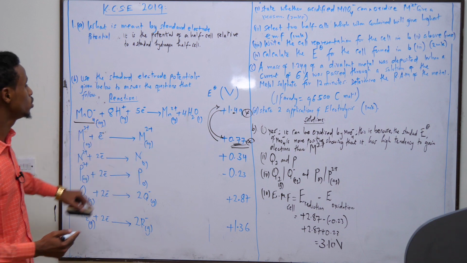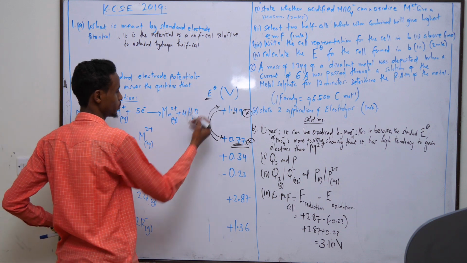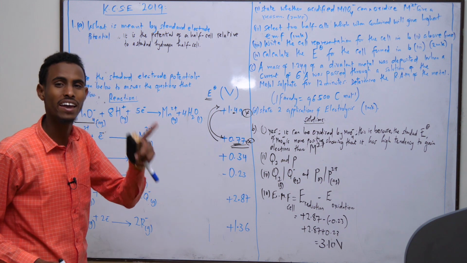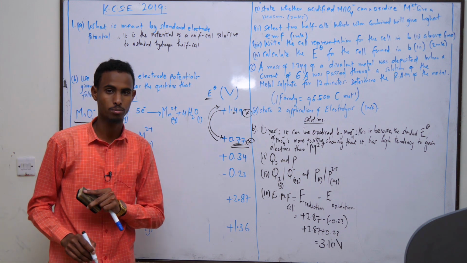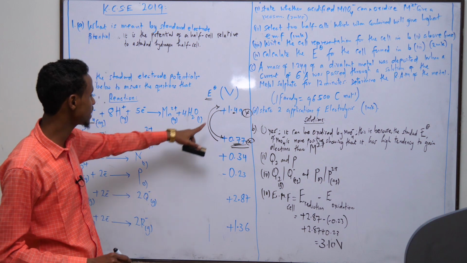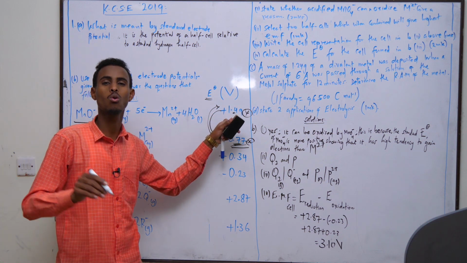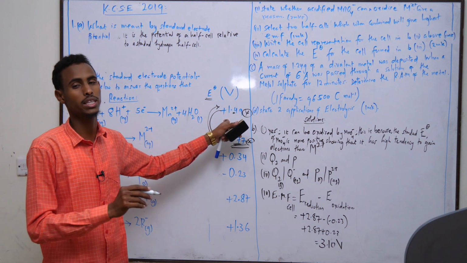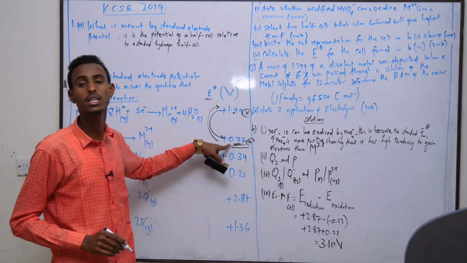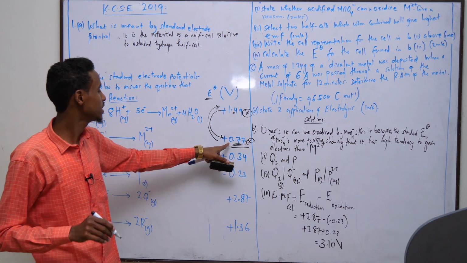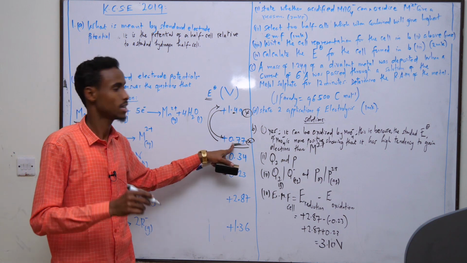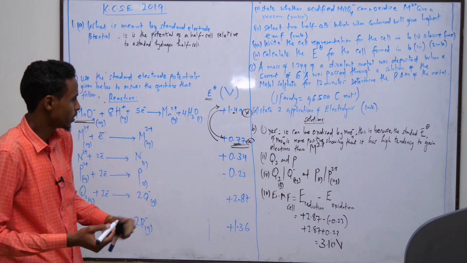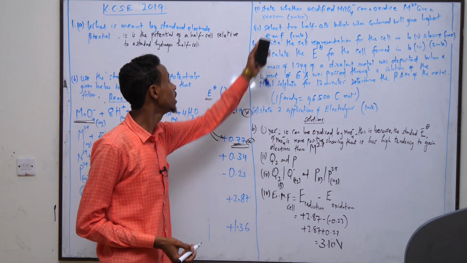Reason being, we use the standard electrode potential. The more positive, the higher the tendency to gain electrons. And when it gains electrons, it undergoes reduction. On the other hand, the other one, which is losing electrons, is undergoing oxidation, and hence it is getting oxidized by manganese(IV) oxide. And that is briefly about that question.